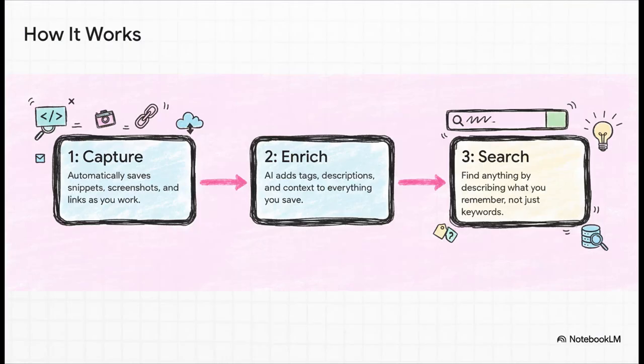So first up, it captures. As you're working, copying code, taking screenshots, Pieces is just automatically saving them. Second, it enriches. Now this is where the AI really shines. It looks at what you saved and automatically adds useful stuff like tags, short descriptions, and other context. And then third, you get the big payoff, search. You can find exactly what you're looking for just by describing it, in plain English.